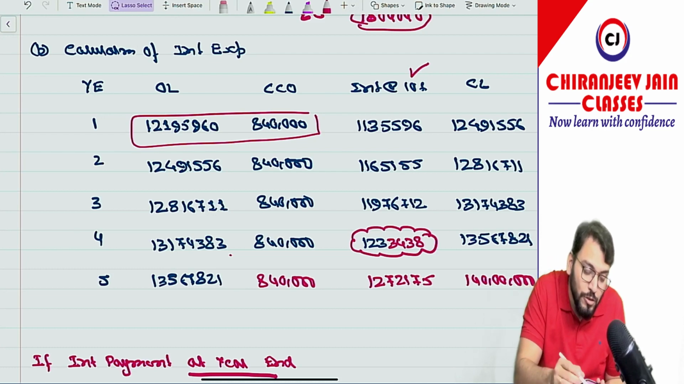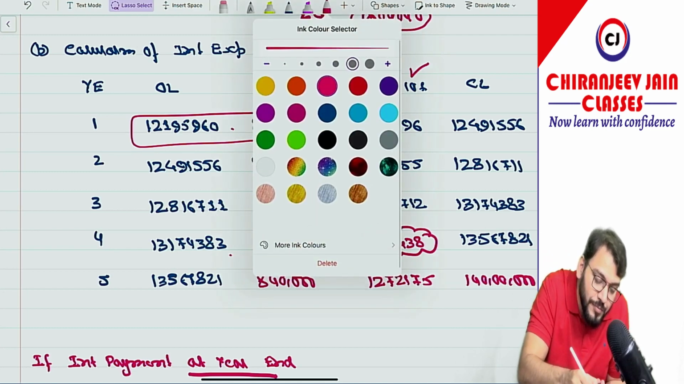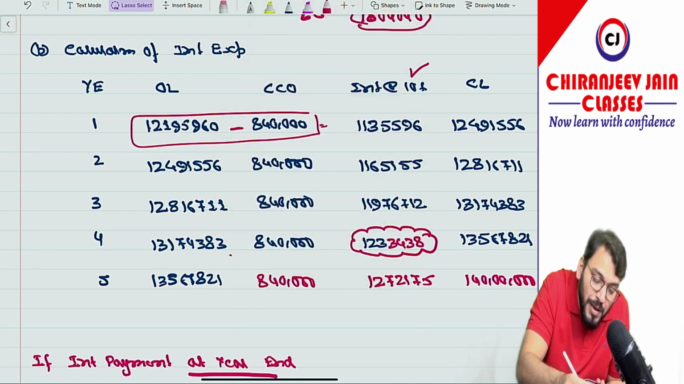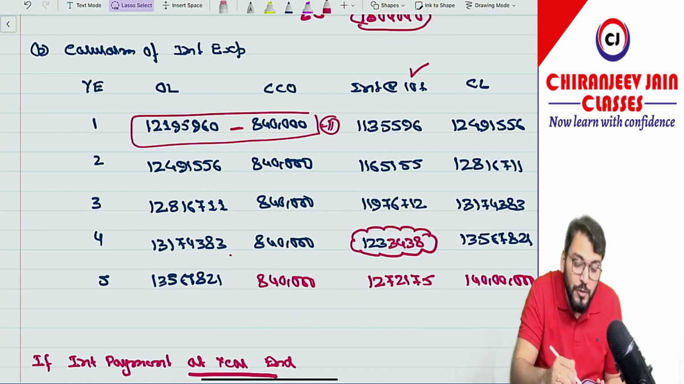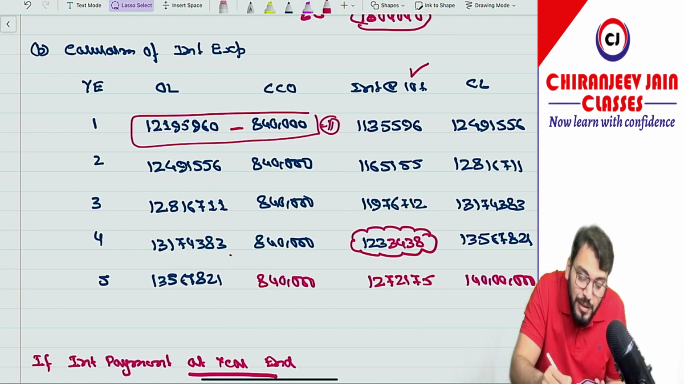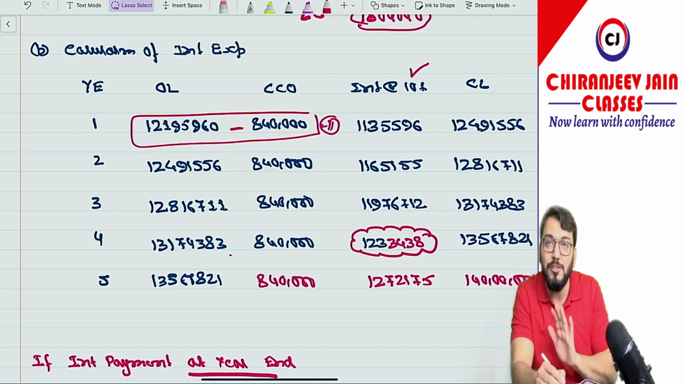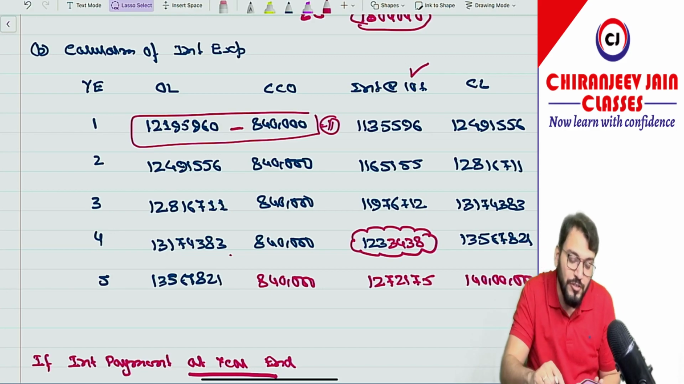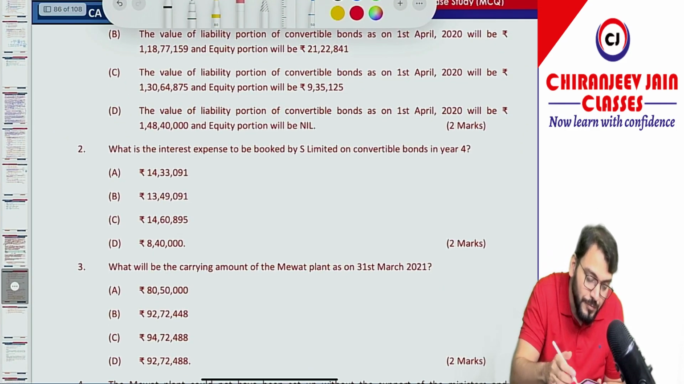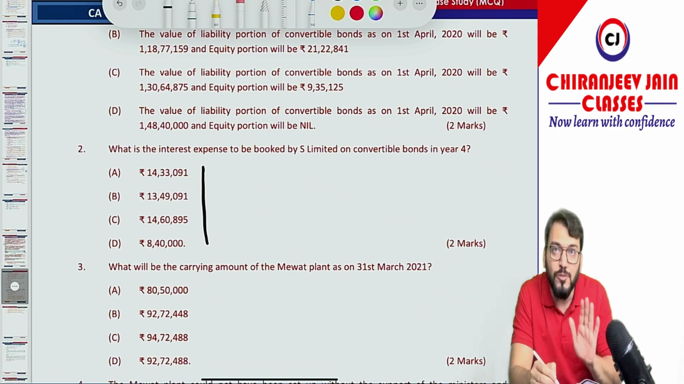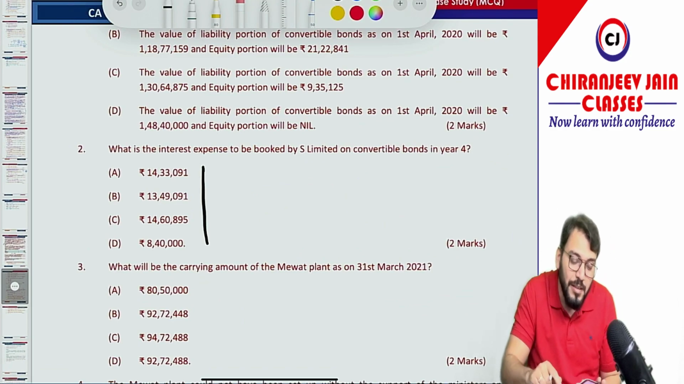Then closing liability. So first I will do this subtraction, and on the balance that comes, I will calculate interest expense. If you prepare this, your answer for year 4 interest expense should be 12,33,438, but no such option has been given. You can see no such option has been given. It means once again a wrong option has been given. But what will be the correct answer?